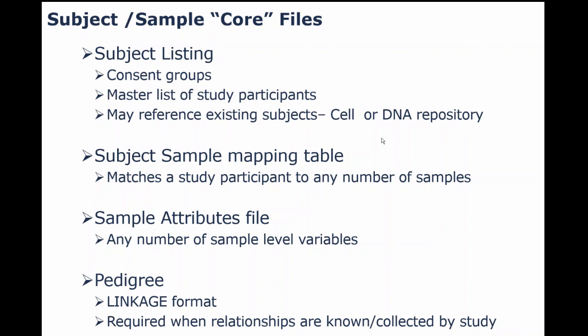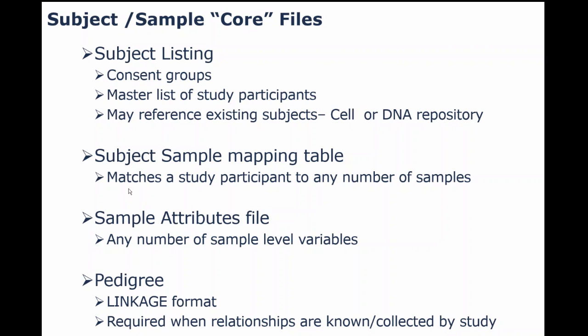But just to give you an overview of what we're expecting, one of the core files is a listing of all the subjects and their consent categories. Now, a consent category is defined by the data use limitations that were originally agreed upon by the study participants when they signed their informed consent. This acts as a master list of study participants, and we have a way that you can reference existing subjects if they already exist in dbGaP. This happens a lot with, say, Coriell cell lines or DNA repository samples.